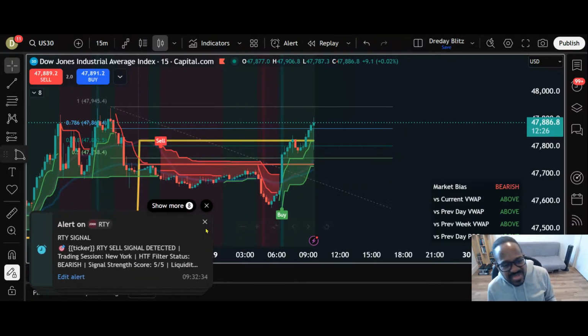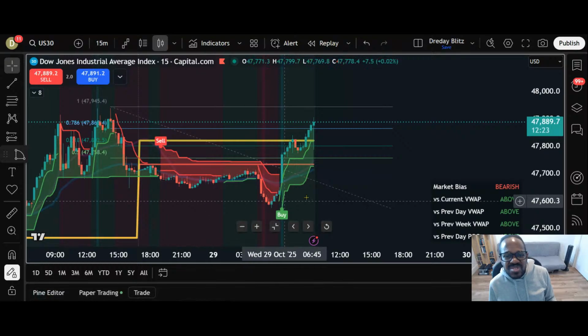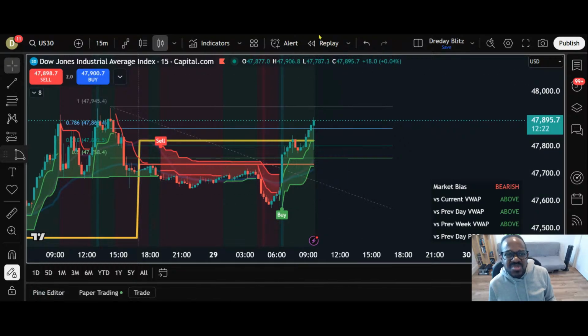US30 at price 47,878.4 on 15 minutes time frame, at time 9 hours 32 minutes and 32 seconds.